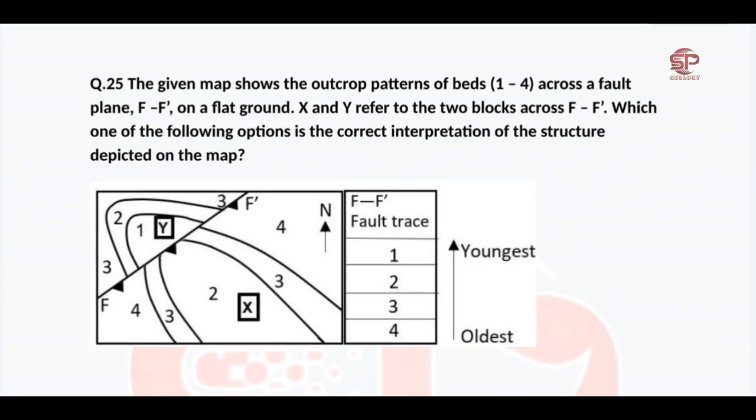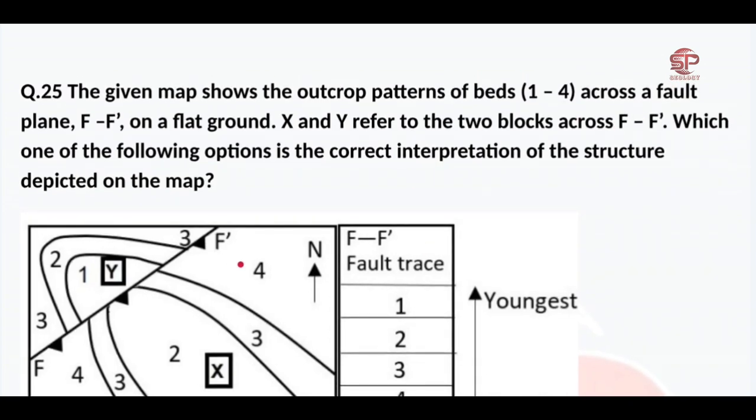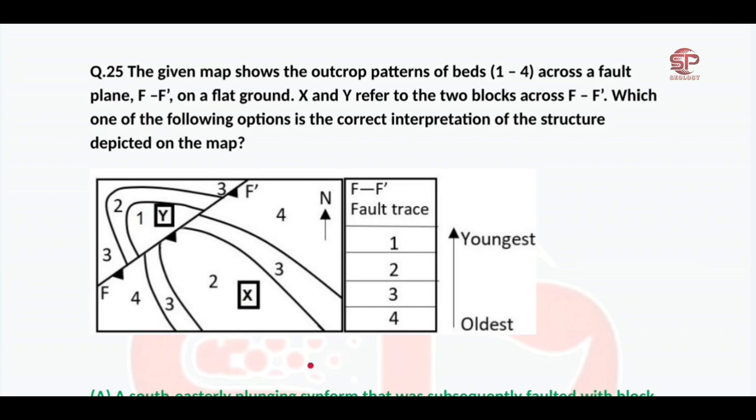So this will be the answer: equal to the dip of the ground surface in the same direction. When it comes to this question, the given map shows the outcrop patterns of beds 1 to 4 across a fault. So now this is a fault. Okay, so what is given? Given that 1 is the youngest and 4 is the oldest. Now a fault is here. What will be the correct explanation for this? So the fault is dipping towards the northeast side, southeast side.